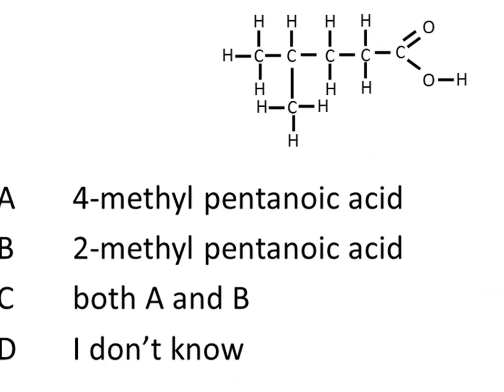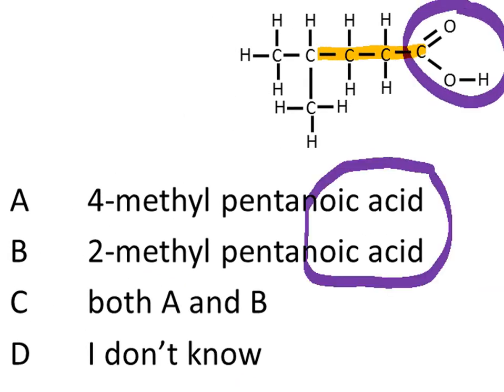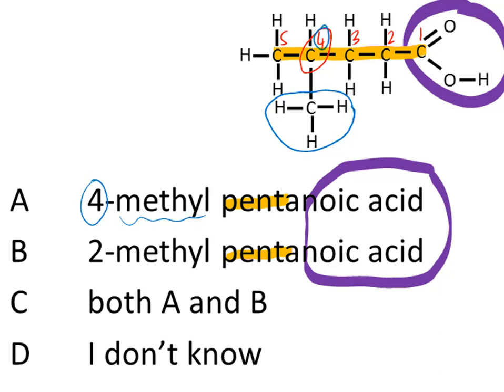Is the answer you gave one of these options? We have the oic acid. We have the 5 carbons in the main chain, pentanoic acid. We must start the numbering from the carboxylic group. 1, 2, 3, 4, 5. So that means that the methyl group is attached to carbon 4. So that's 4-methyl pentanoic acid. Option A is correct.